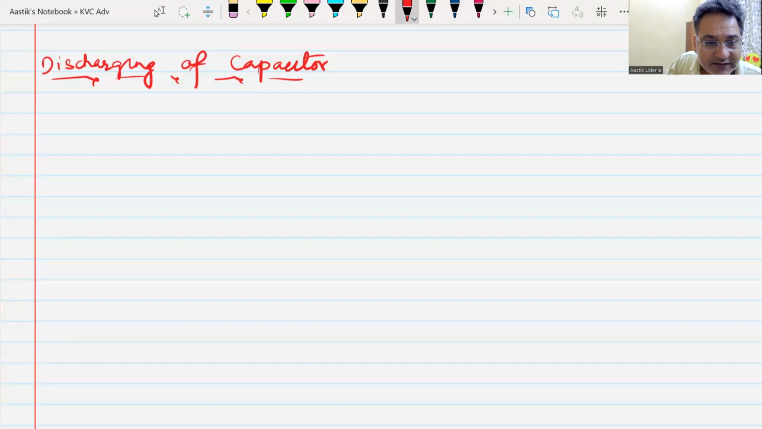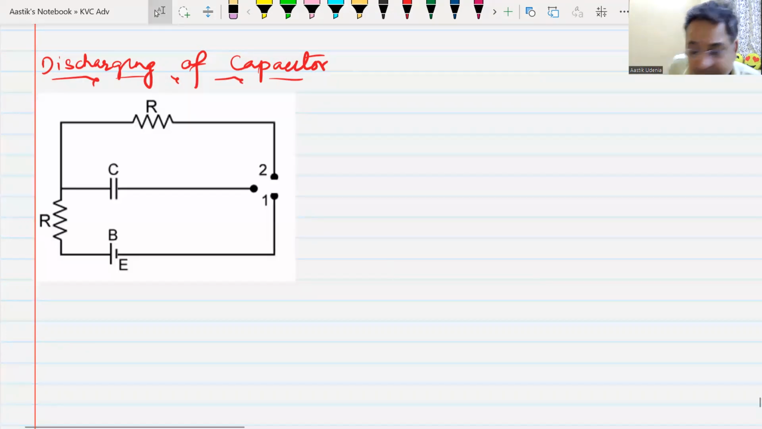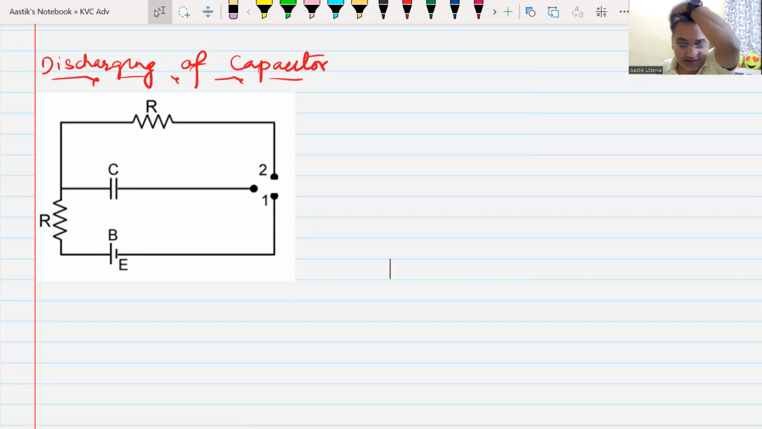Now to discharge the capacitor, we need to charge it first. So here we come back to the original circuit that we had taken. To charge the capacitor, we had put the switch to switch number 1. We again do the same thing. We put the switch to switch number 1 and keep the capacitor charged. After a long time, the capacitor becomes charged.